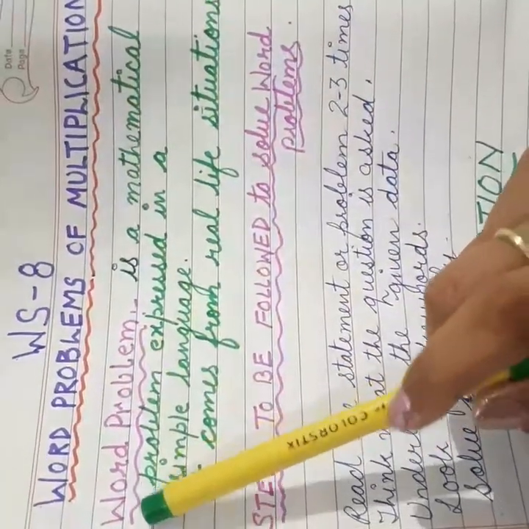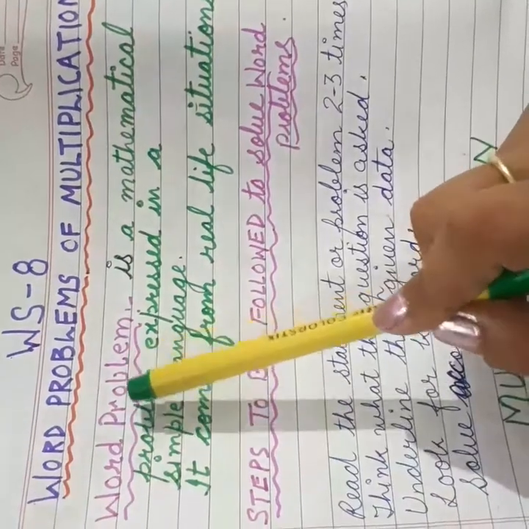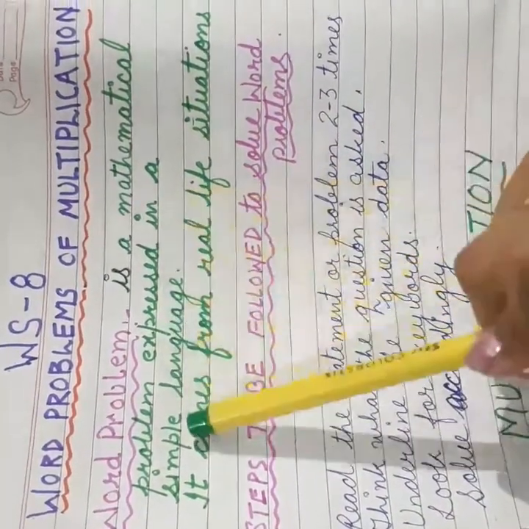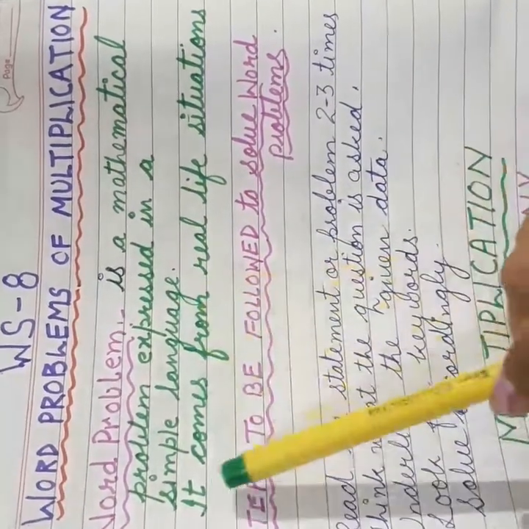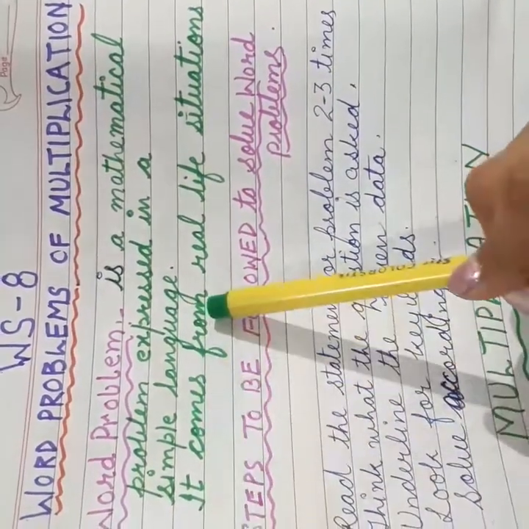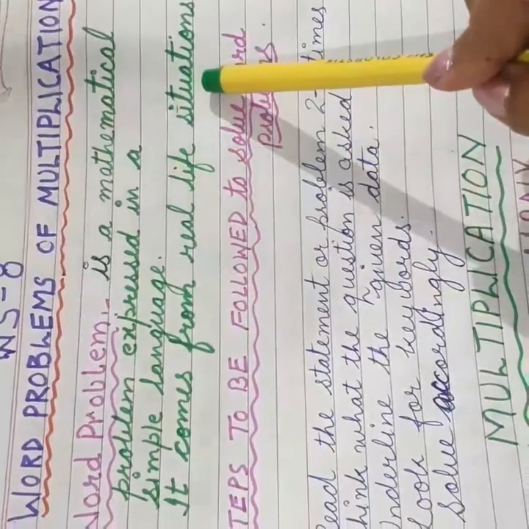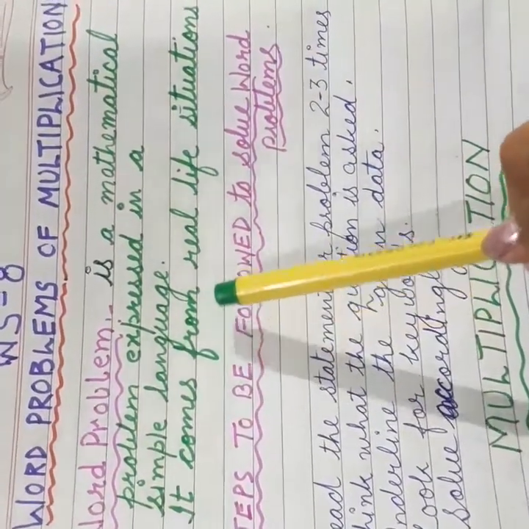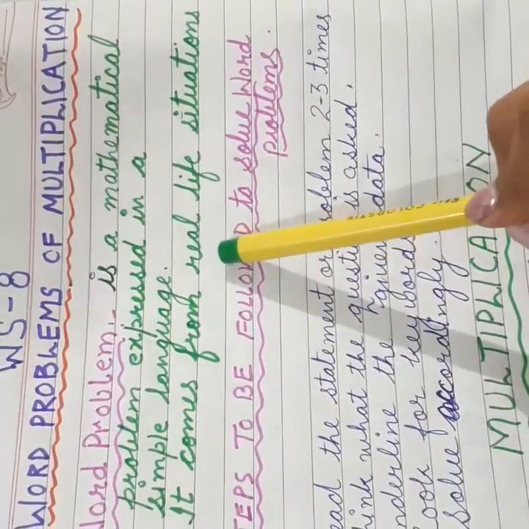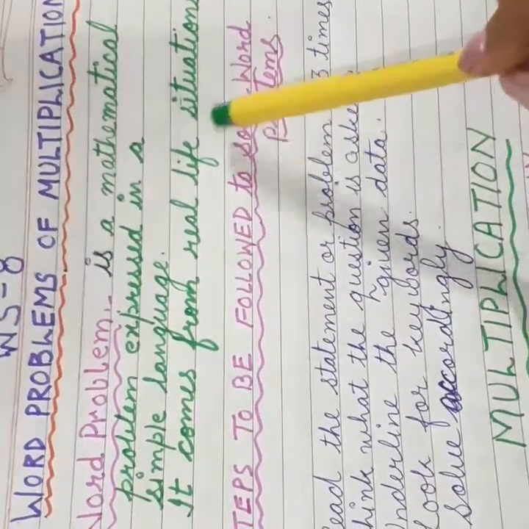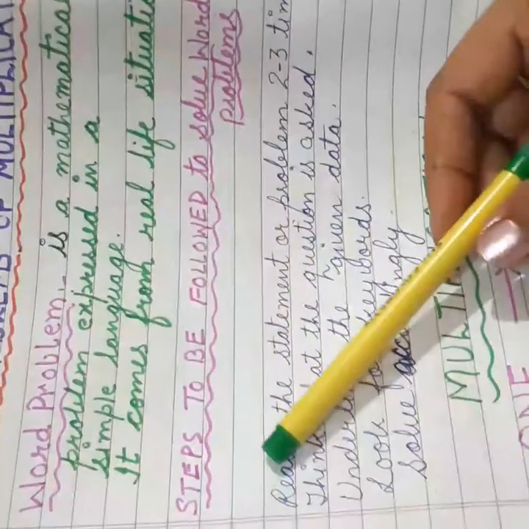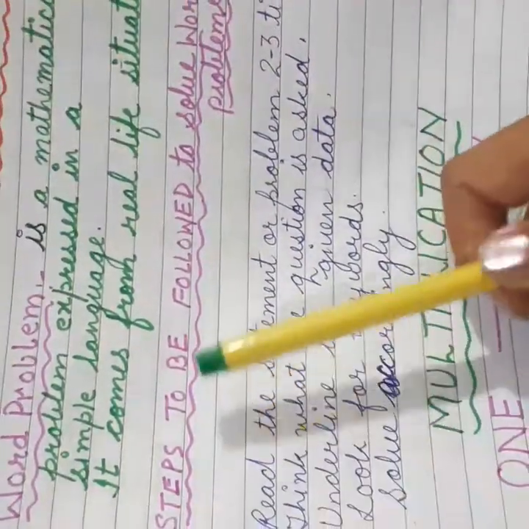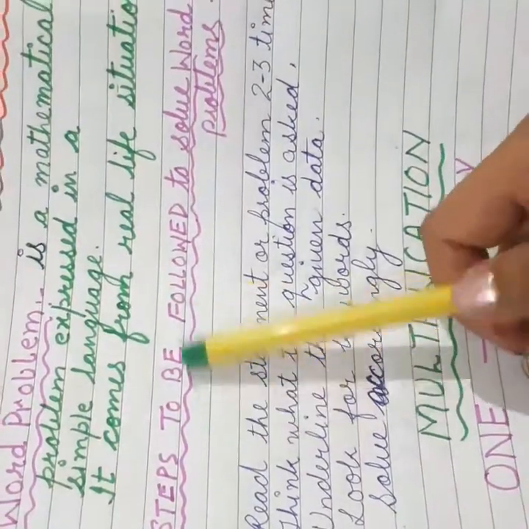So let us understand what a word problem is. A word problem is a mathematical problem expressed in simple language. It comes from real life situations and it helps you solve your daily mathematical problems. Okay, so let us take a look at which steps you have to follow to solve these word problems.